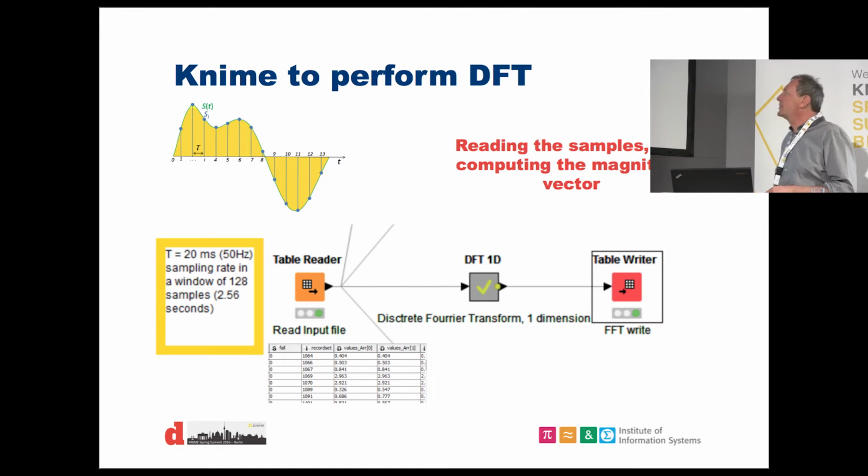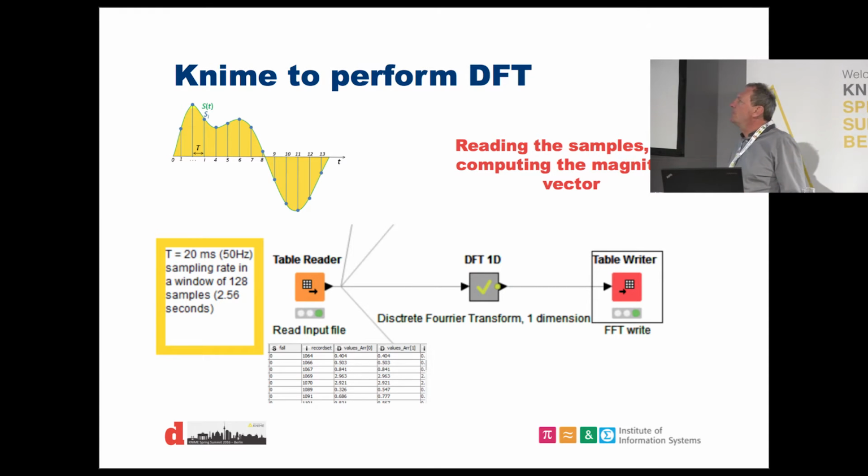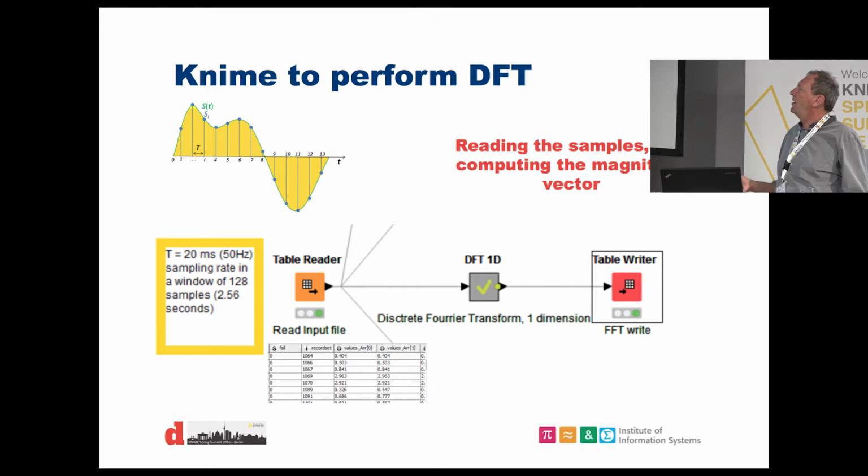Now, how do you integrate this with Knime? So first, we did some pre-processing. We have the samples. We try to do this magnitude vector thing, and so we put it in a table, so that we have this as the input of our system. And so let's have a look at what's going on there.